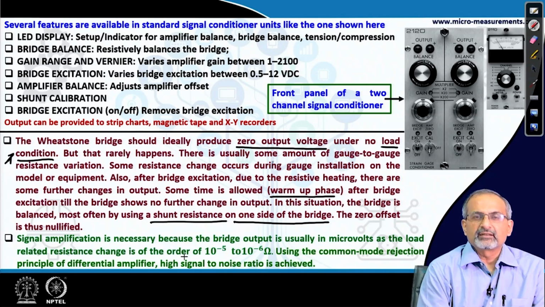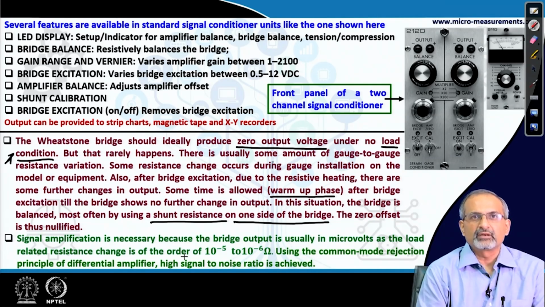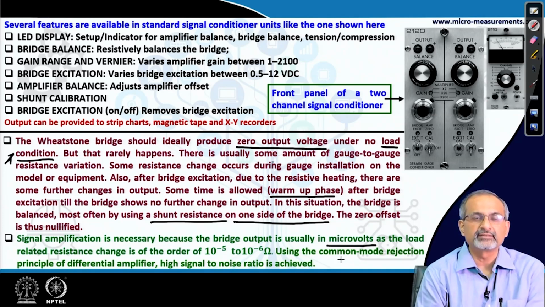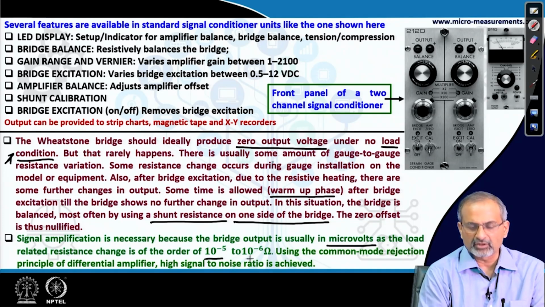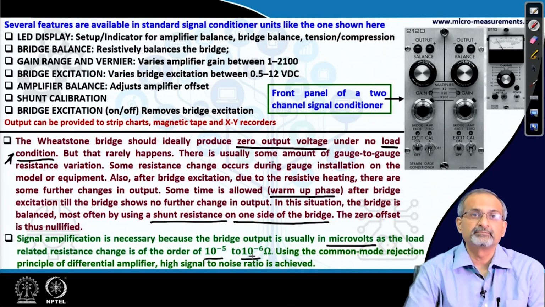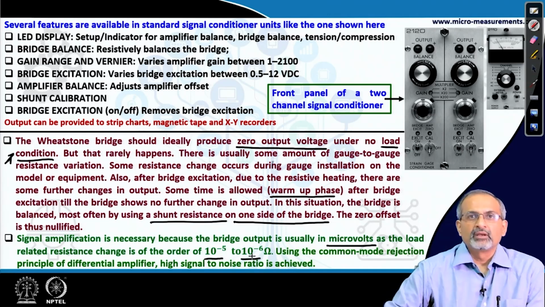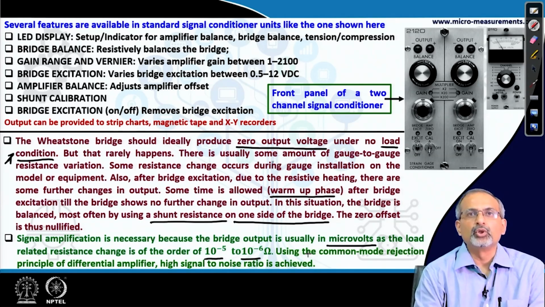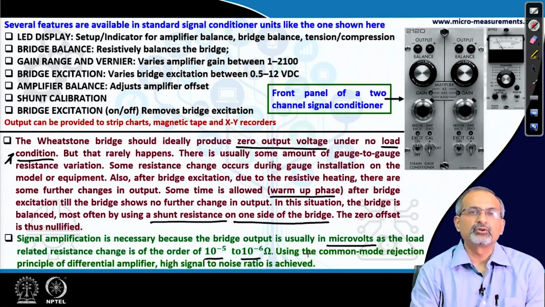Signal amplification is another very important aspect. Usually the bridge output is in terms of microvolts, because the load related resistance change is very small. It is of the order of 10 raised to the power of -5 to 10 raised to the power of -6 ohms sometimes, or most often. Using the common mode rejection principle of differential amplifier, the high signal to noise ratio is achieved. So, you need to maintain a very low noise level. So, there should be appropriate ways by which the noise can be suppressed and minimized.